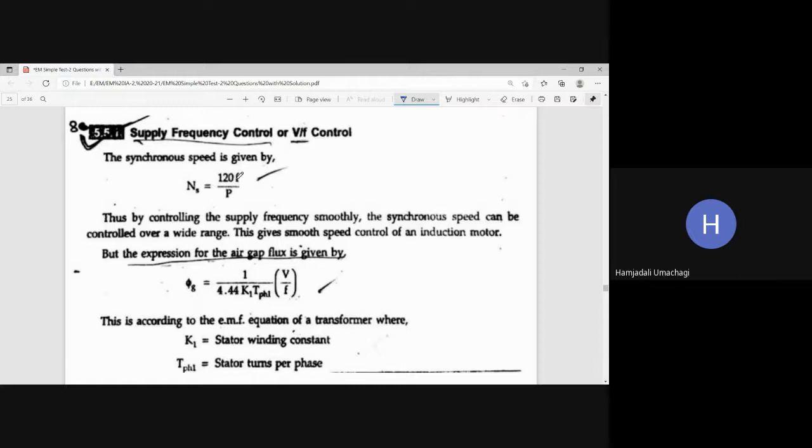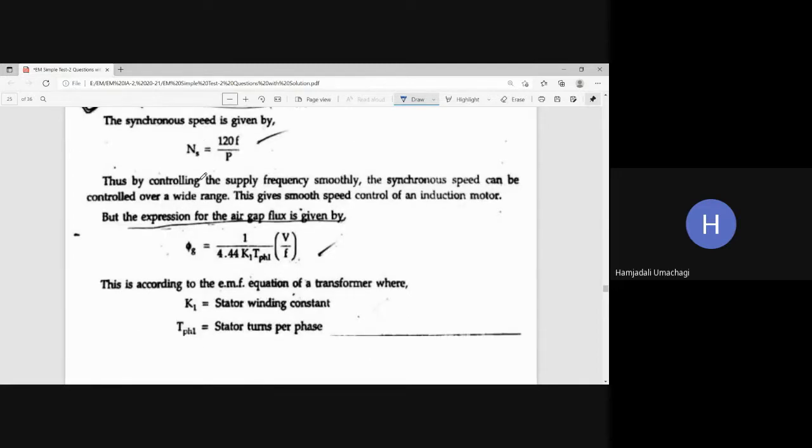So if we control frequency f, then we can control the synchronous speed. This gives smooth speed control of an induction motor. If we control the frequency, then we are going to control the speed here, which will give us smooth speed control. But there are certain drawbacks or problems associated with this.